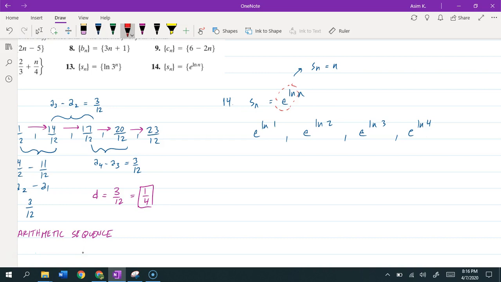And now you want to prove that, in fact, this is an arithmetic sequence. Now, how do you do that? You've got to take these two terms, a sub 2 minus a sub 1, and subtract them. So e to the natural log 2 minus e to the natural log 1 is going to give you 2 minus 1. And 2 minus 1 gives you 1. Now, let's take the next two. a sub 3 minus a sub 2 is going to give you 3 minus 2. And what do you get? You end up with 1 again, right?